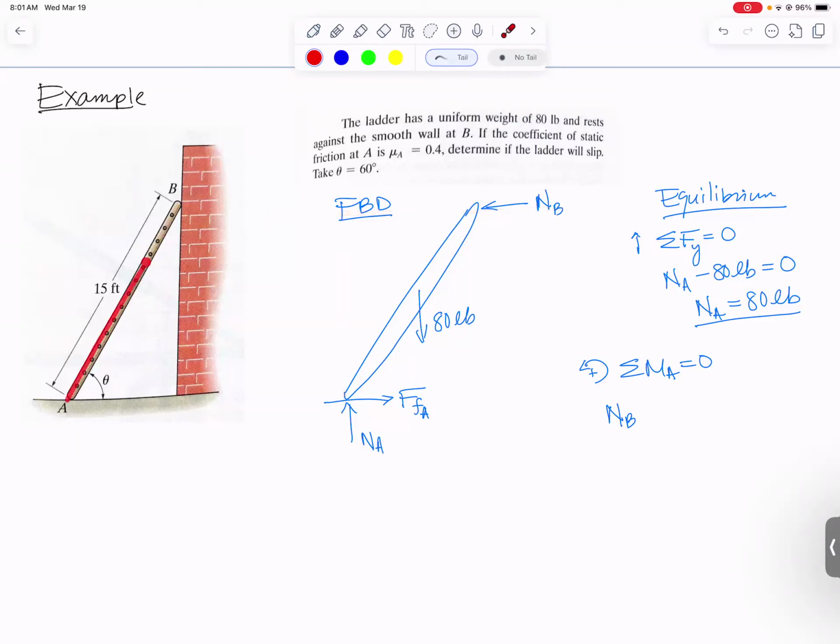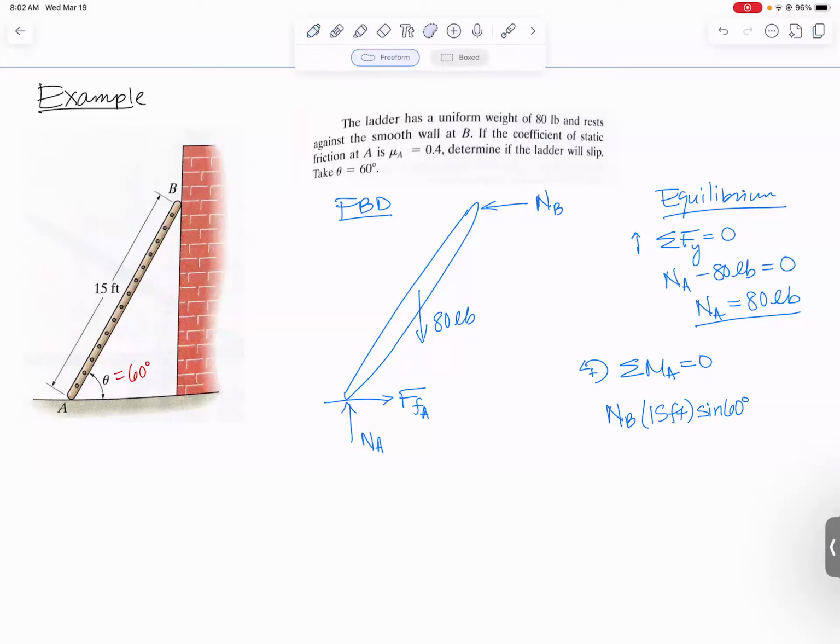The ladder is 15 feet long and the angle is 60 degrees. So this side right here, this perpendicular distance would be, it's the side that's opposite the 60 degrees. So this one's going to be times 15 feet. Opposite 60 means sine of 60 degrees. That's the first part of the moment.